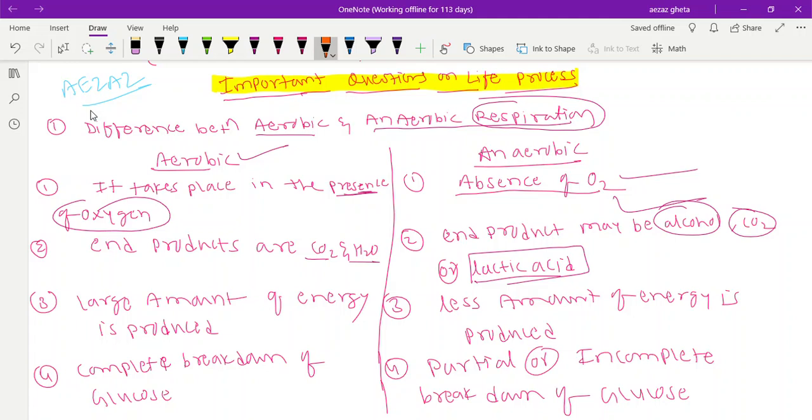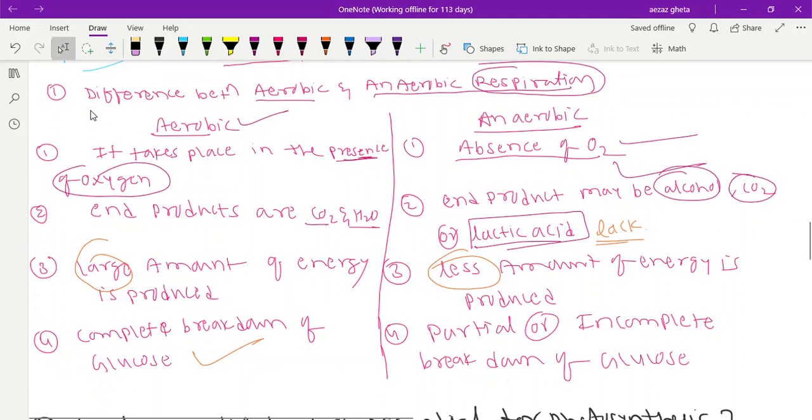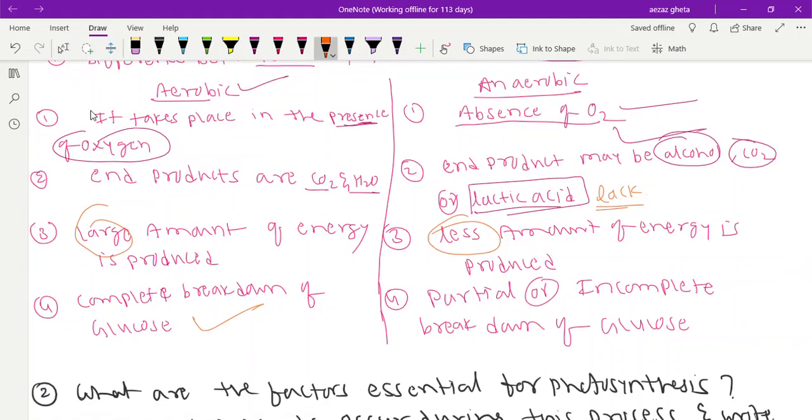If it is lack of oxygen, lactic acid will be collected in our muscles and we will get muscle cramps. Energy produced in aerobic respiration is more, but energy produced in anaerobic respiration is very less. Complete breakdown of glucose takes place in aerobic, so more energy is produced. In case of anaerobic, incomplete breakdown of glucose takes place.